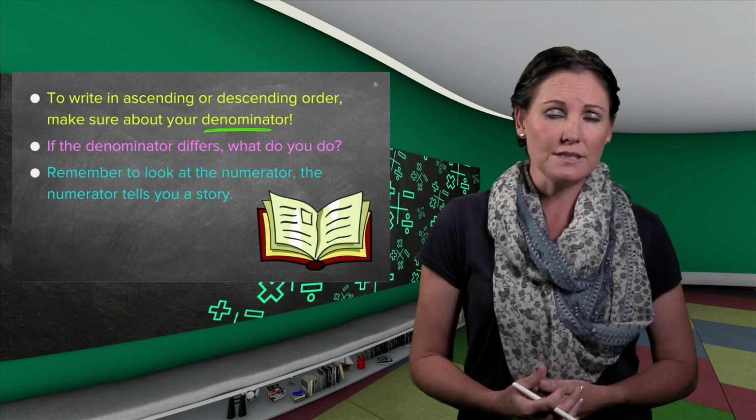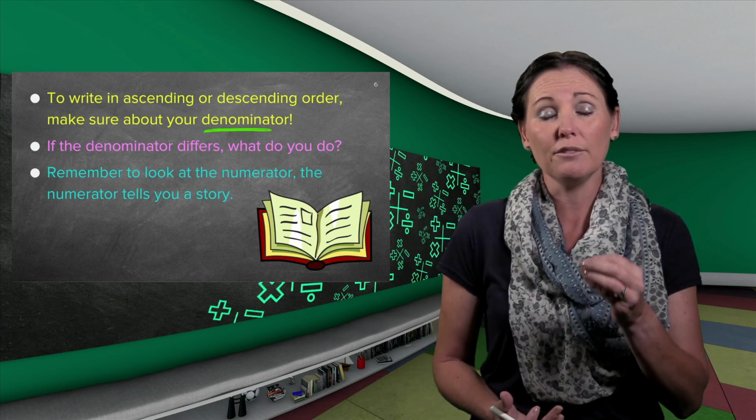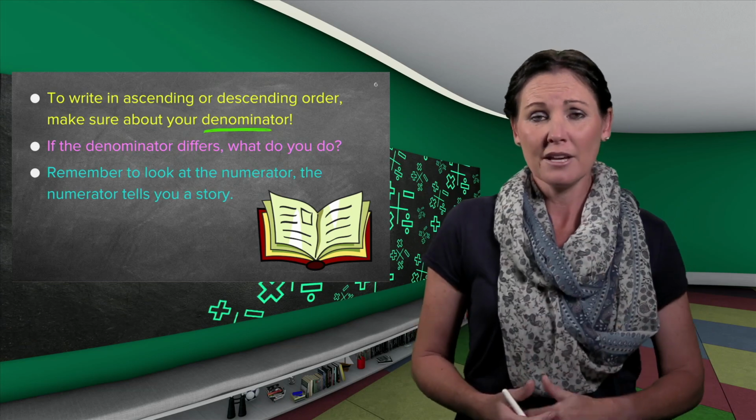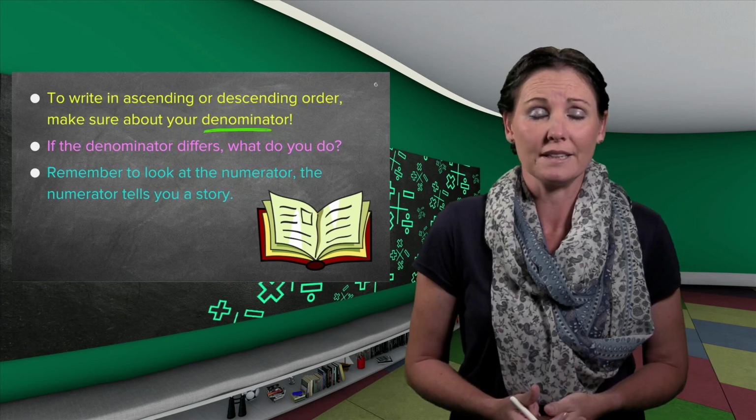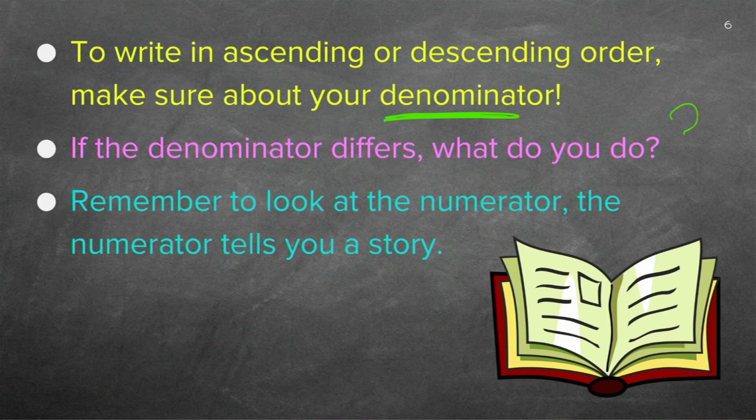Now, to write in ascending or descending order, make sure about your denominator. It's much easier to put your common fractions in ascending or descending order if the denominator is the same. Now, in our previous lessons, we did it. If the denominator differs, what do you do? Now, in the next lesson, I will show you what to do.